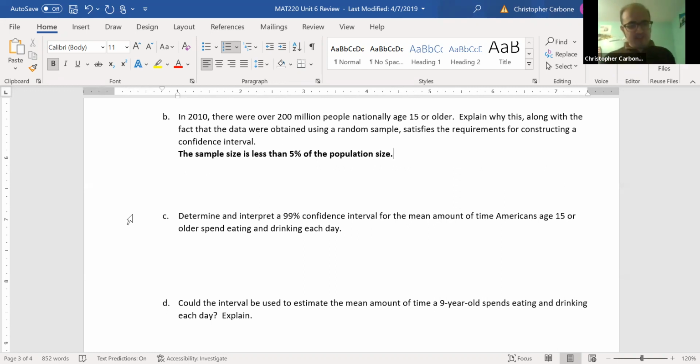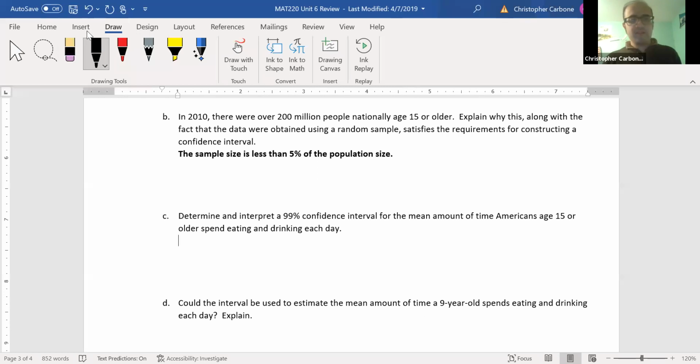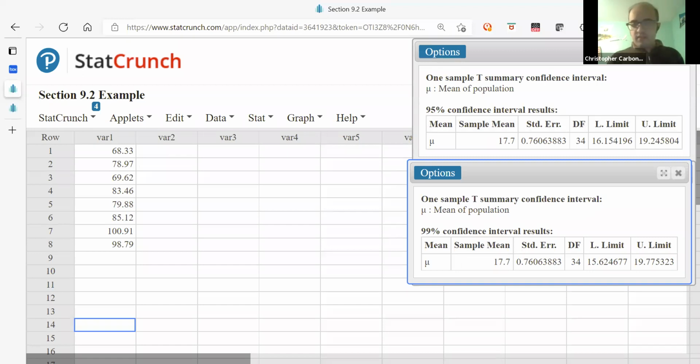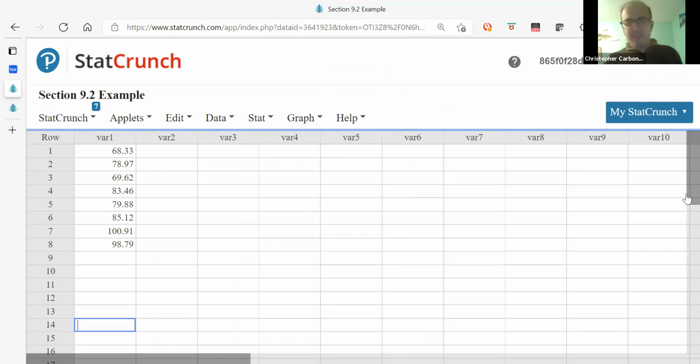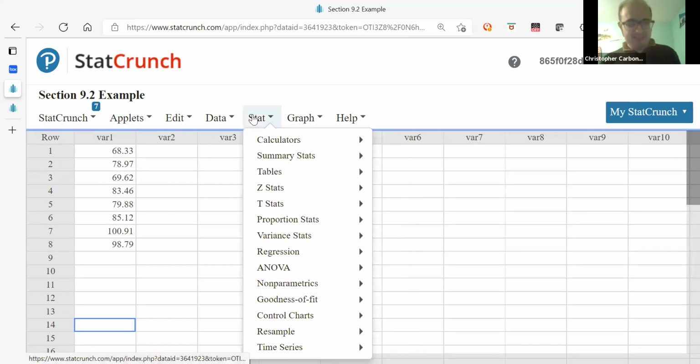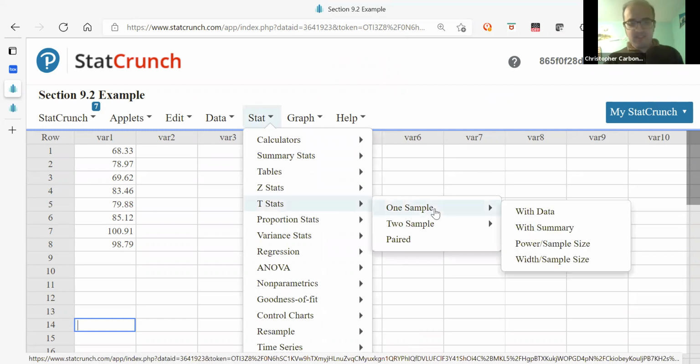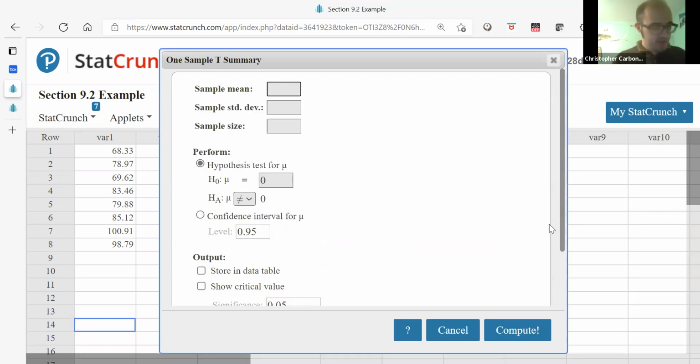For part C, determine and interpret a 99% confidence interval for the mean amount of time Americans aged 15 years of age and older spend eating and drinking each day. So for this, we are going to need to hop into StatCrunch, and we are going to go to Stat, T Stats, One Sample, with Summary.